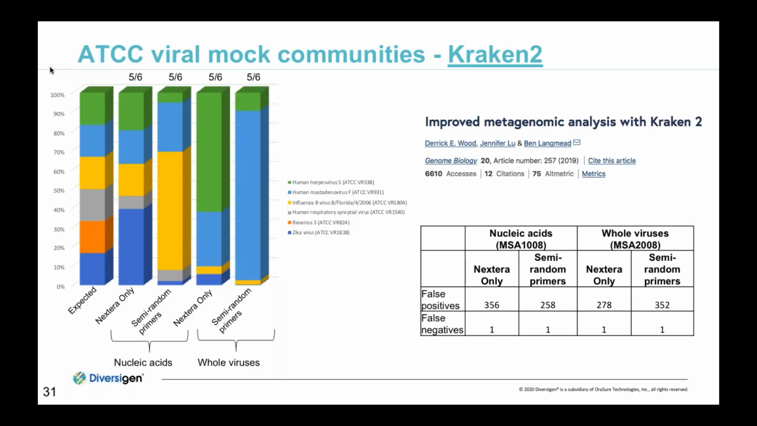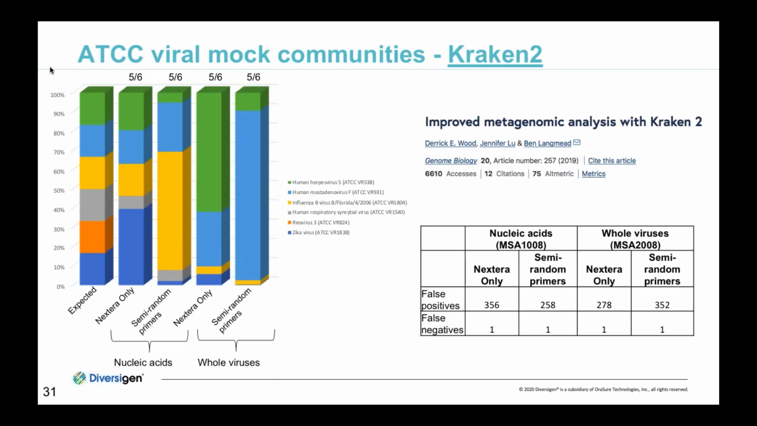The second column shows the results of the viral nucleic acids going through the extra library prep. The next column shows the results of the viral nucleic acids going through the additional amplification of the pooled library using the semi-random primers. The next column shows the results of the whole viruses being extracted with this particular kit. And the next column shows the results of the whole viruses being extracted with this kit, followed by the amplification of the pooled library using semi-random primers. And several things stand out from the results.